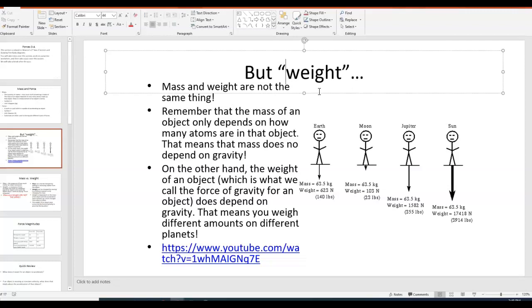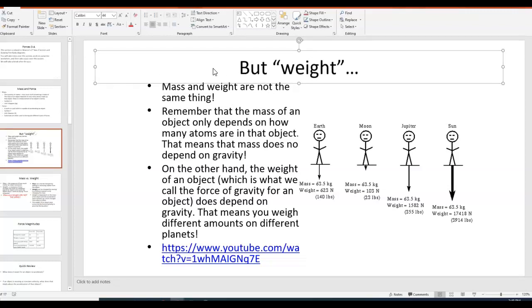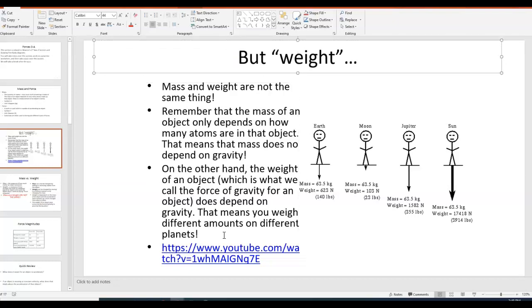Okay, so what is the difference between mass and weight? Well, there's a couple different differences, and I have included a cute little video for you to watch about the difference between mass and weight. But mass has to do with, I said this before, mass is a measure of inertia. Mass has to do with how much matter makes up an object.